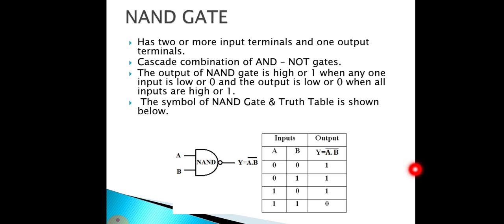Yes, I repeat again. Their output is high when any one of the inputs is low. It shows the complement of the AND gate. And when both the inputs are high, the output will be 0.